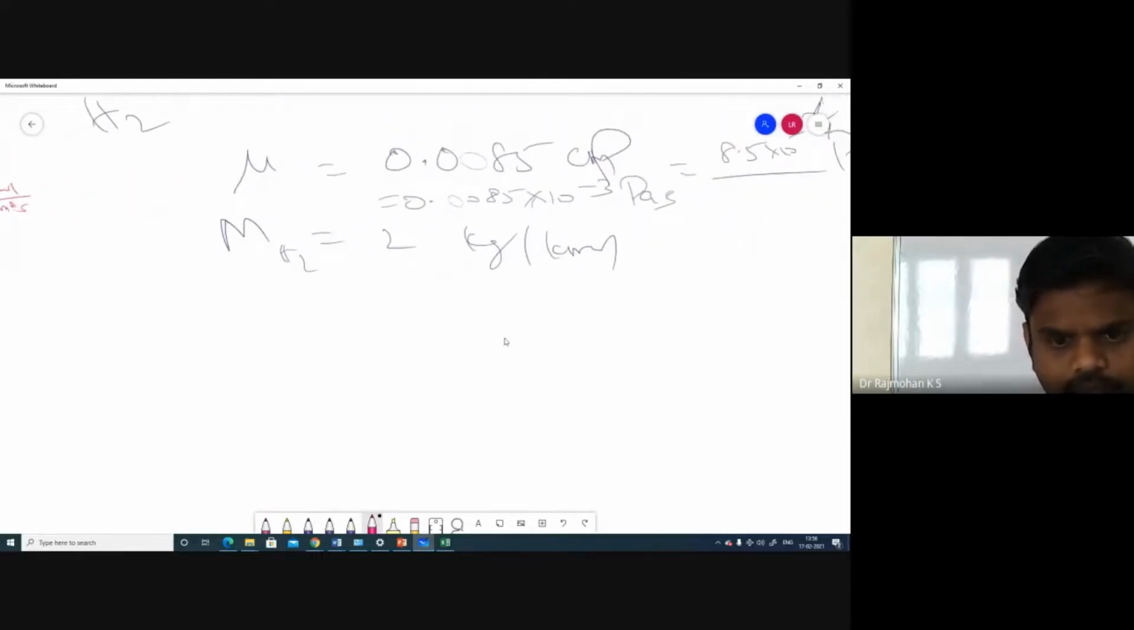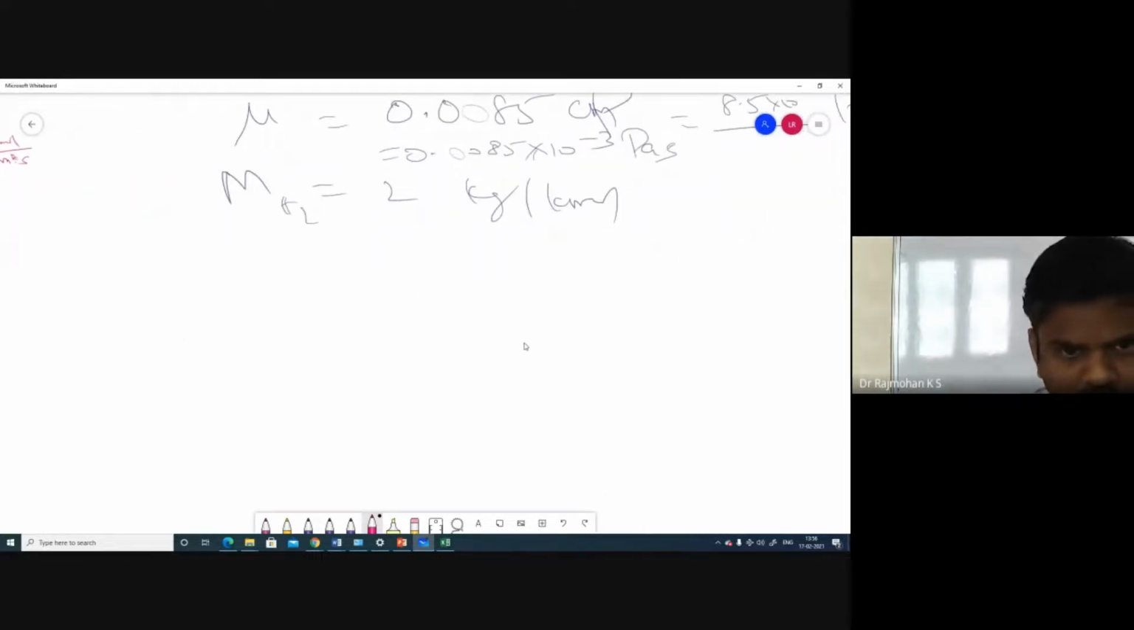Now determine the lambda value. With these two we can determine lambda. So lambda is equal to 3.2 mu divided by P total. P is also different. What is P? In Pascal you substitute. How much Pascal is given? 10 mm.